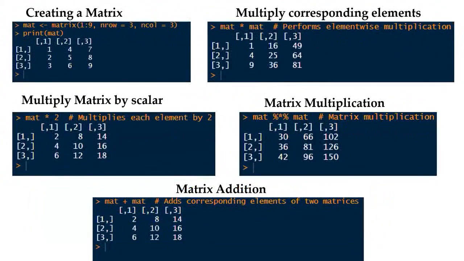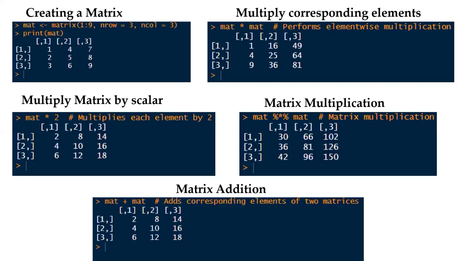So here, creating a matrix, you can see that I have created a 3 by 3 matrix with the values 1, 2, 3, 4, 5, 6, 7, 8, 9. So the numbers 1 to 9 are arranged by column. You see that it is 1, 2, 3 in column 1, and then in the second column, it goes 4, 5, 6. But then we can change the way it is arranged.